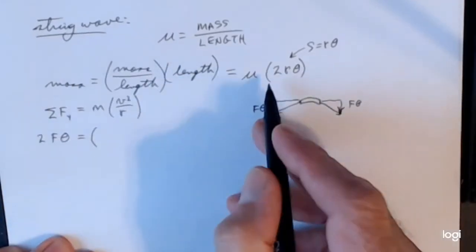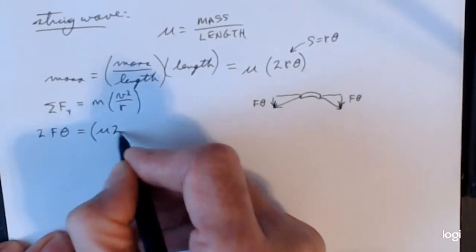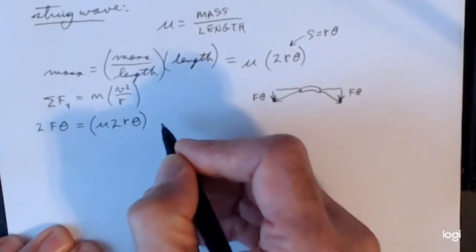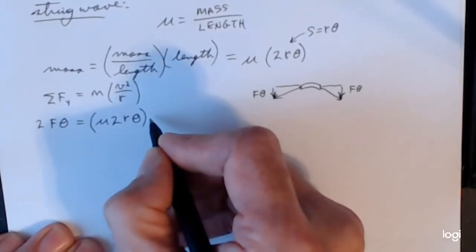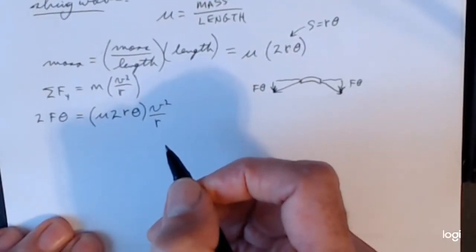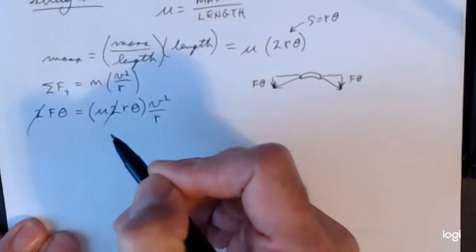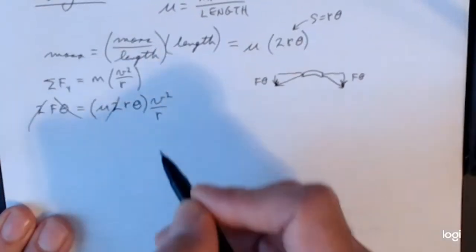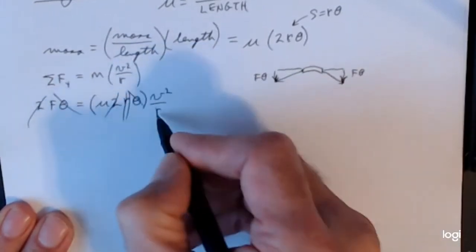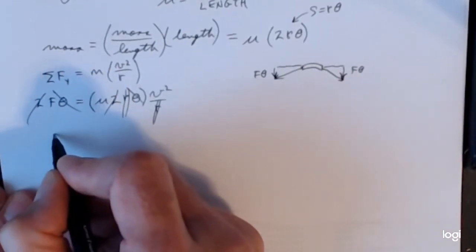Mass from over here is mu times 2 r theta, and then times v squared over r. Well, then we have a flurry of cancellations that go on. The 2 cancels the 2, and the theta cancels the theta, and then we've got an r over r here, so we'll cross them out also. And what's left is F.